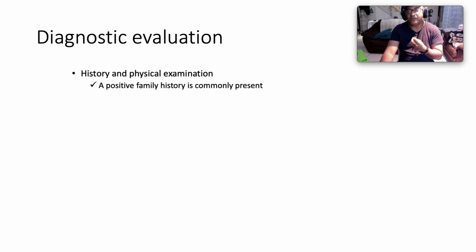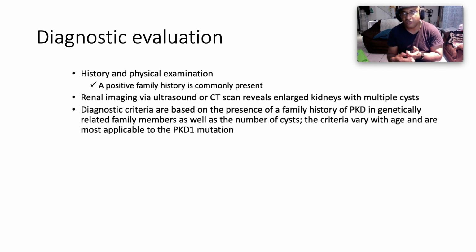So guys, how are we going to work up patients with polycystic kidney disease? So first up, the basic tenets of medicine: history and physical examination. Often you find that a positive family history is present, so inquire about that. Renal imaging via ultrasound or CT reveals enlarged kidneys with multiple cysts. Diagnostic criteria are based on the presence of a family history of polycystic kidneys in genetically related family members, as well as the number of cysts that you detect via imaging.